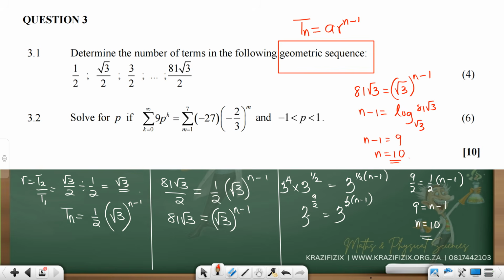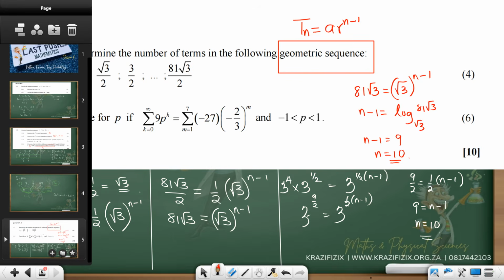Okay, solve for p. Guys, are you all okay with 3.1? Let me know if 3.1 is okay. You are all okay? Any question? We all okay. So guys, don't let math scare you. Just do what you can do and see how it unfolds.